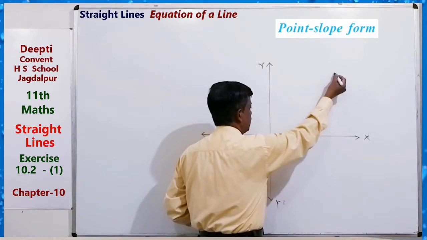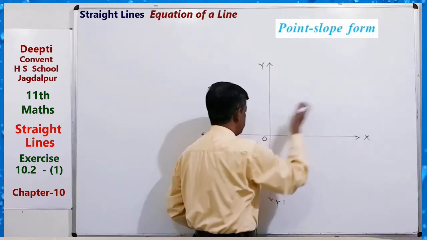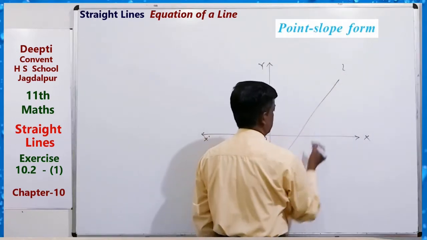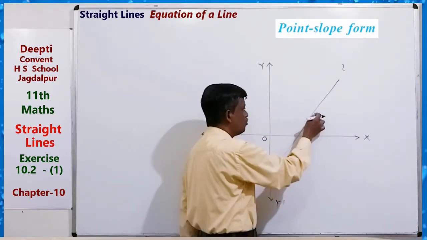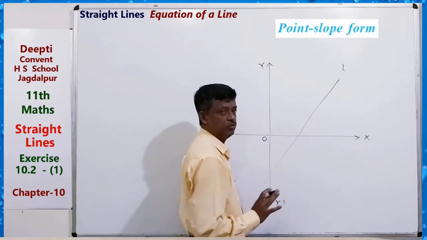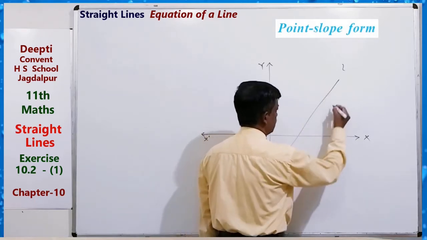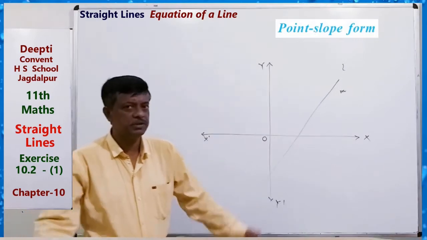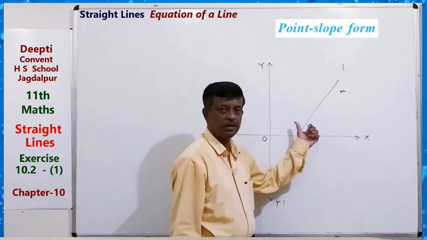Suppose we have a line just like this, which you can draw from anywhere. Suppose this is our line L, and its slope we know, that is, it has slope m. The slope is given. Clear? The slope is given, which may also mean the angle is given.